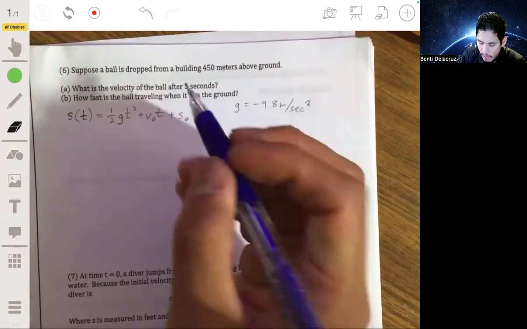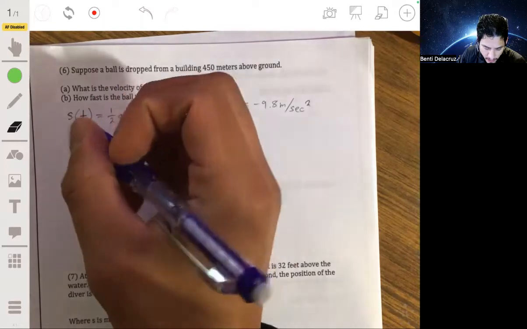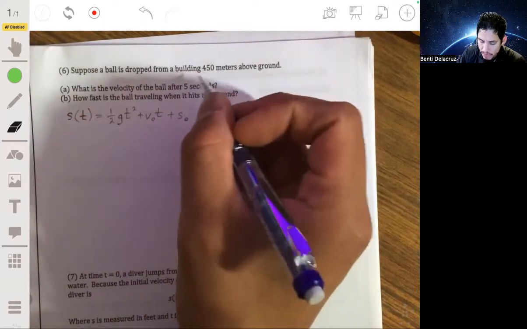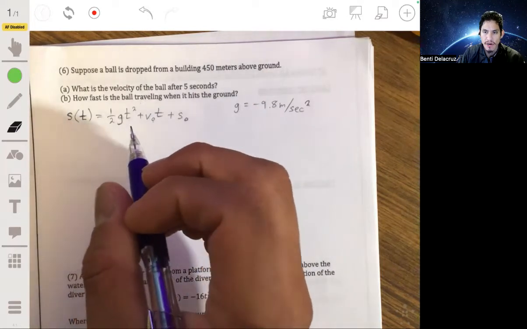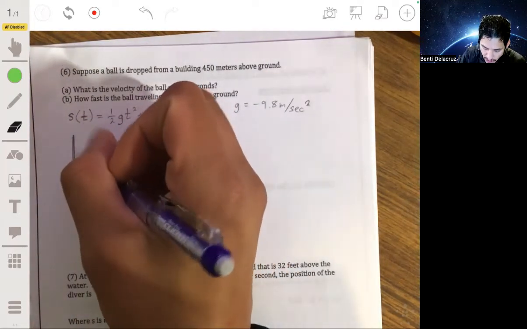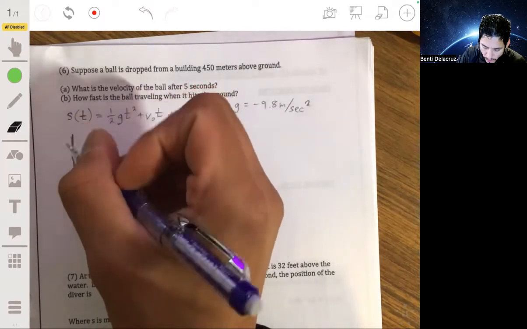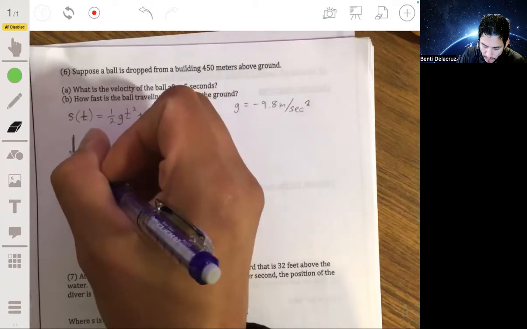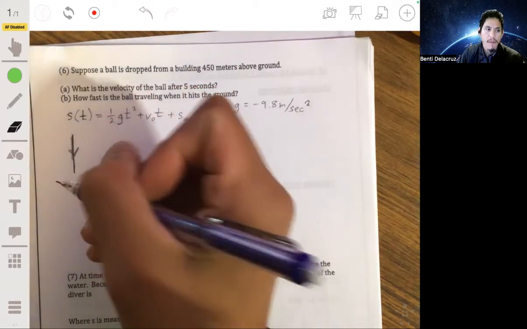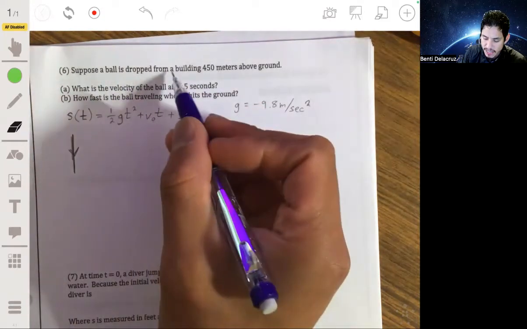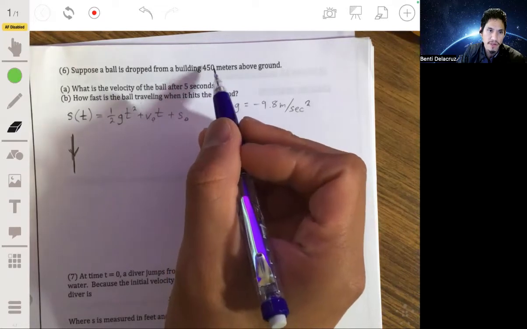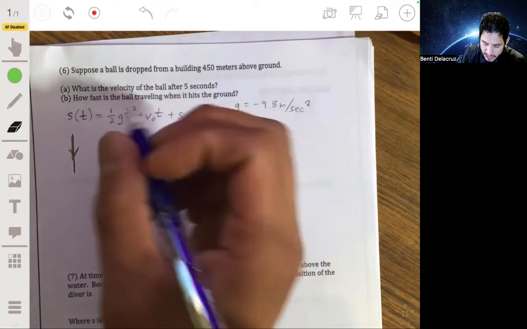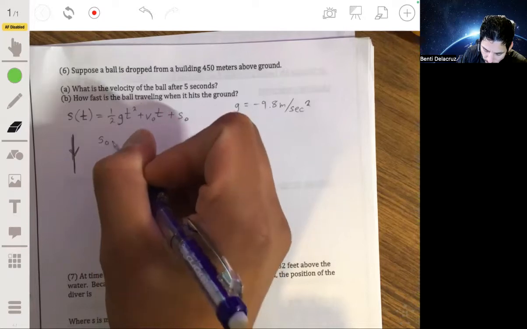All right. Okay, so we have this ball that's dropped from a building 450 meters above the ground. Now, since we're talking about the position of the ball, being how far it is above the ground, we're basically talking about the vertical direction. So we're talking about its Y value. Its initial position is 450 meters above the ground. So we say S naught is 450.